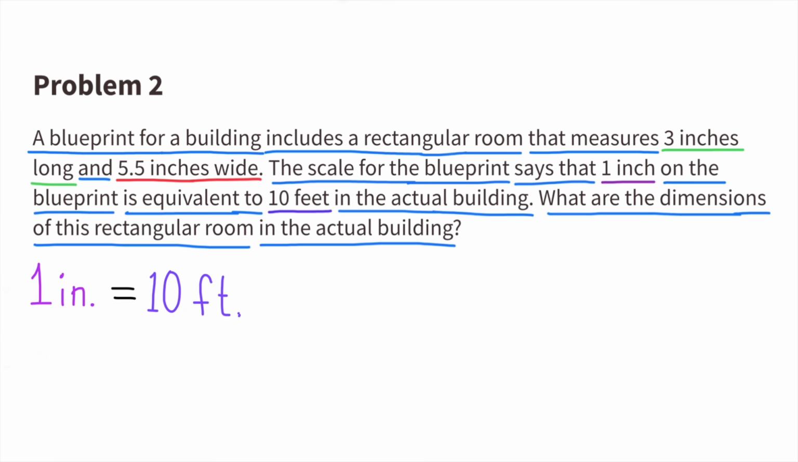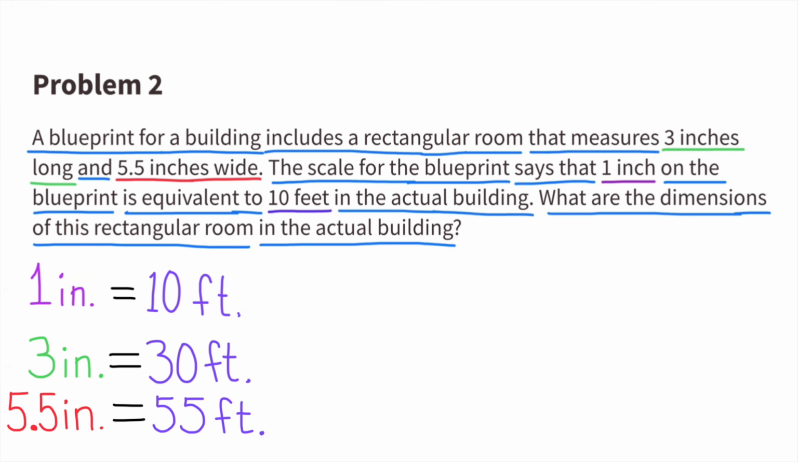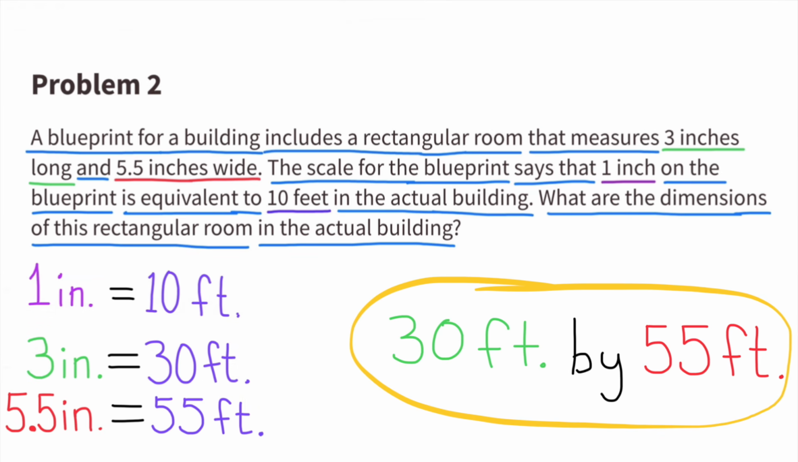1 inch on the blueprint equals 10 feet in the actual building. 3 inches in the blueprint equals 30 feet in the actual building. And 5 5/10 inches equals 55 feet in the actual building. So the dimensions for the actual building are 30 feet by 55 feet.